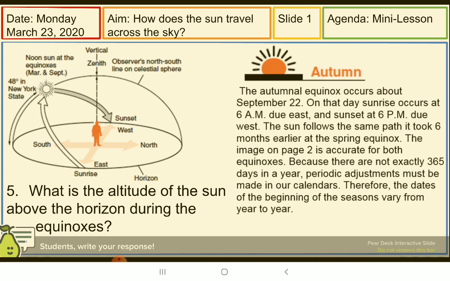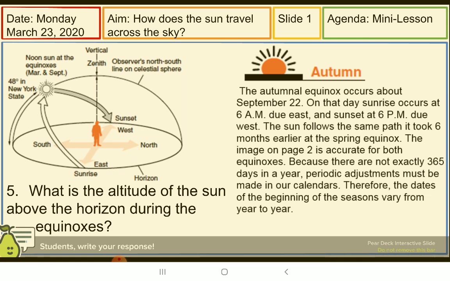And we're moving on to autumn. So the autumnal equinox occurs about September 22nd. On that day, sunrise occurs at 6 a.m. due east and sunset at 6 p.m. due west. The sun follows the same path it took 6 months earlier on the spring equinox. The image to the left is accurate for both equinoxes.